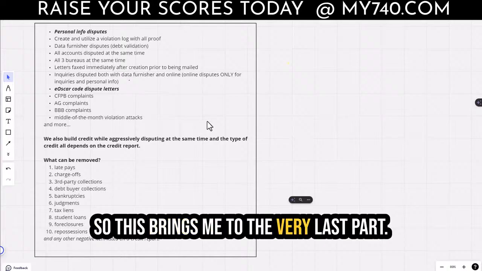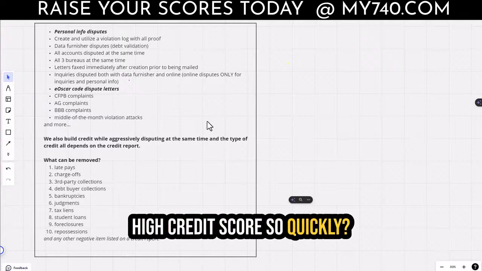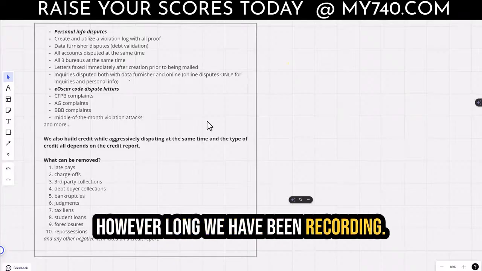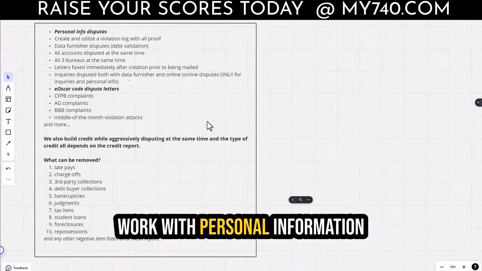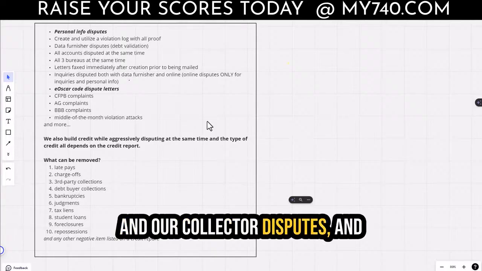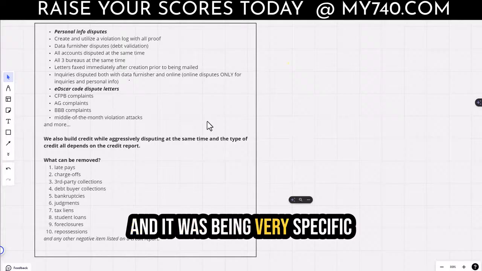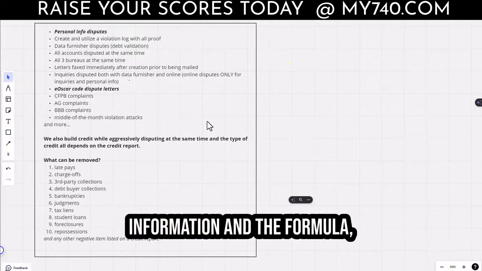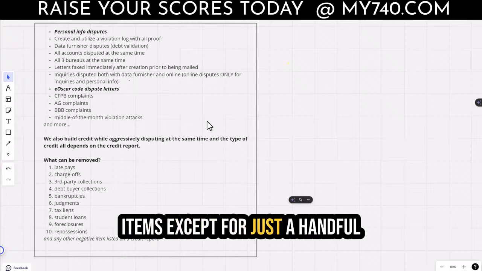So this brings me to the very last part. How were we able to get a high credit score so quickly? It was using a combination of everything that we went over the last however long we have been recording. So that was by doing everything all at the same time, all of our prep work with personal information and our collector disputes, and attacking the violations. It was being very specific in what we wanted to do, mostly because of the personal information and the formula. Remove all those negative items except for just a handful.